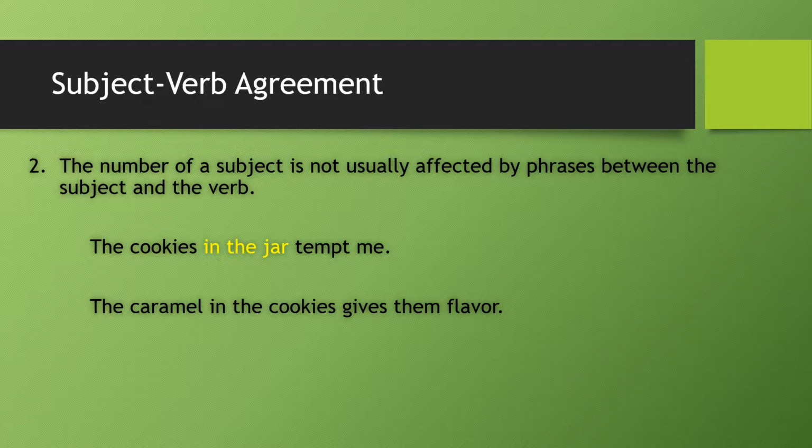The caramel in the cookies gives them flavor. Now don't be confused by the plural cookies, because that's not the subject of the sentence. Again, we have a prepositional phrase, in the cookies. So if we lift that phrase out, then it becomes the caramel gives them flavor. The caramel in the cookies gives them flavor. So we always have to make sure that we're identifying the subject and the verb and disregard anything that comes between them in determining whether it's singular or plural.